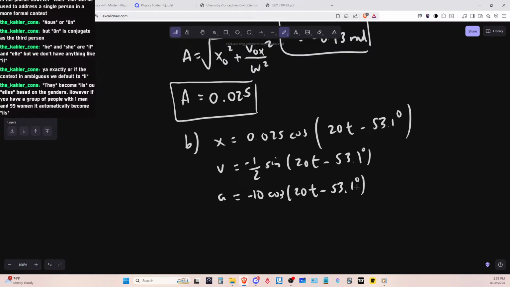They probably use the radian form, but I just chose to use the degree form because I'm so used to working with degrees. Yeah, exactly. If the context is ambiguous, we default to il. Oh, okay.